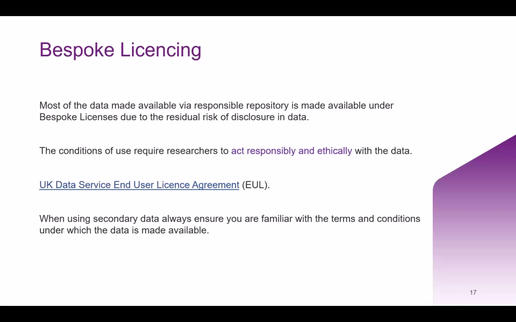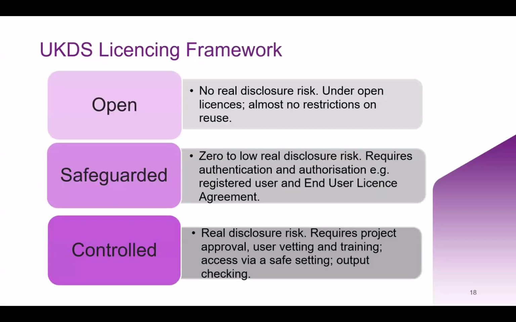So if you are planning to use secondary data, always make sure that you are familiar with the terms and conditions under which the data is made available. That's very important. So just a quick glimpse. Here at the UK Data Service, we facilitate three levels of access for data: open access, safeguarded access, and controlled access. If you are using our data sets, you come across these three levels of access, or if you are planning to share or deposit your data with us, you are offered these three levels.